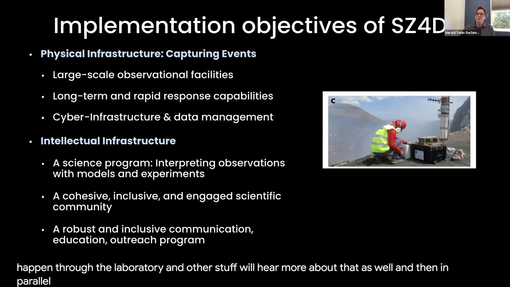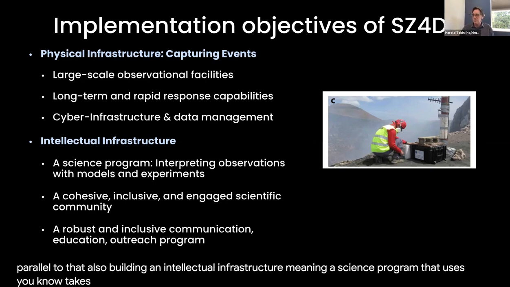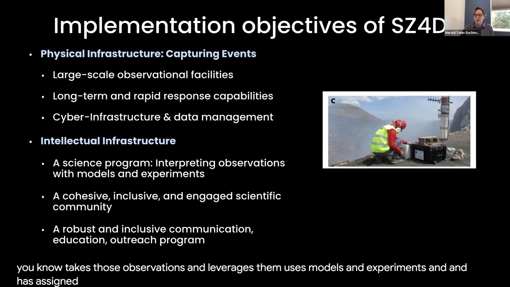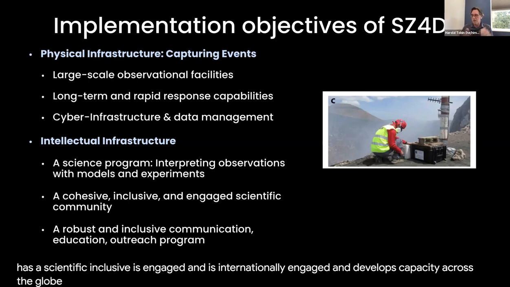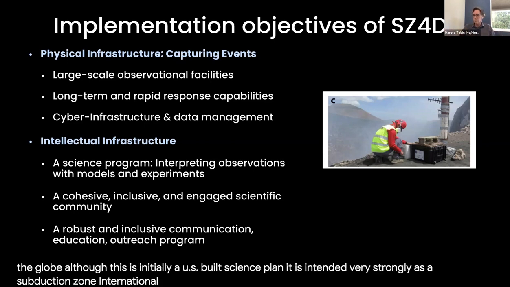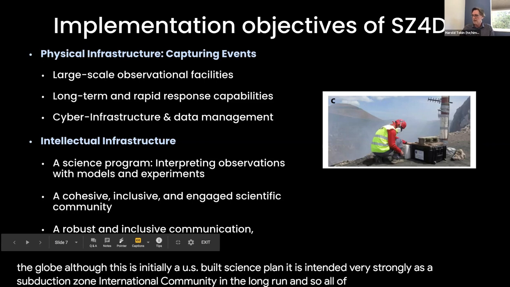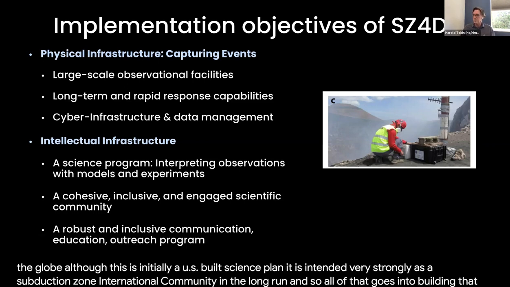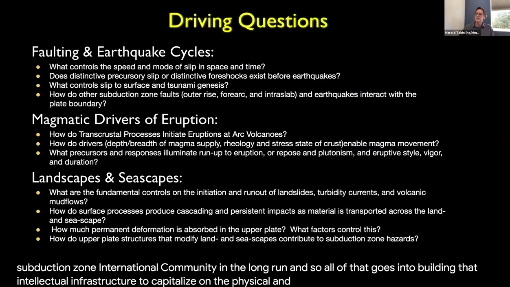And then in parallel to that, also building an intellectual infrastructure, meaning a science program that takes those observations and leverages them, uses models and experiments, and has a scientific community that's putting things together cohesively, is inclusive, is engaged, and is internationally engaged and develops capacity across the globe. Although this is initially a US-built science plan, it is intended very strongly as a subduction zone international community in the long run. And so all of that goes into building that intellectual infrastructure to capitalize on the physical infrastructure.